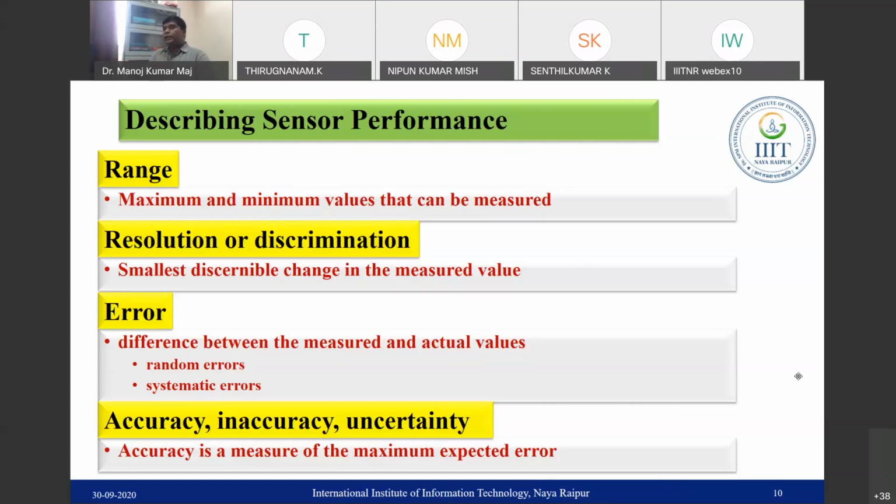So actually we have to see what value it can sense, and what is the actual value that is present in the environment. So between these, we can measure an error there. And the accuracy, inaccuracy, and the uncertainty. So accuracy is a measure of the maximum expected error. So all these things are describing the sensor performance.